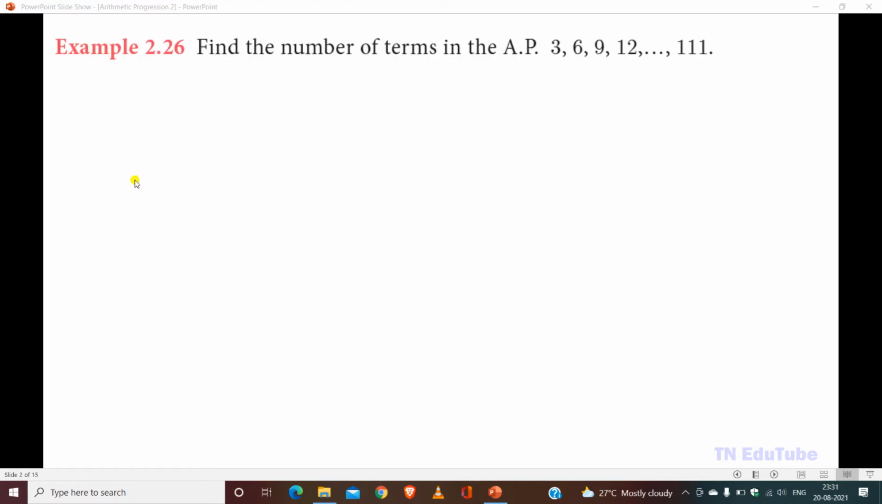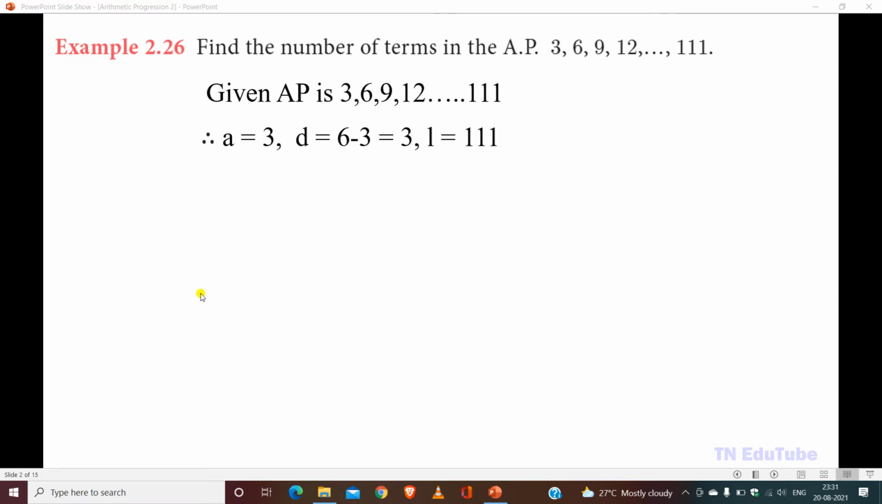Arithmetic progression. The next example, 2.26. Find the number of terms in the AP 3, 6, 9, 12, and so on.